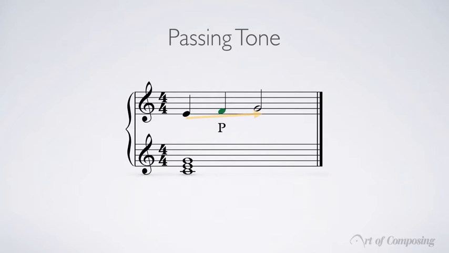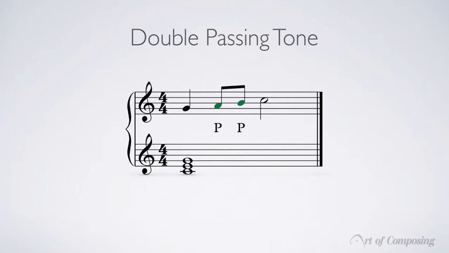Now that's a simple example. Between G and C, you actually have two non-chord tones, A and B, and this is called a double passing tone.